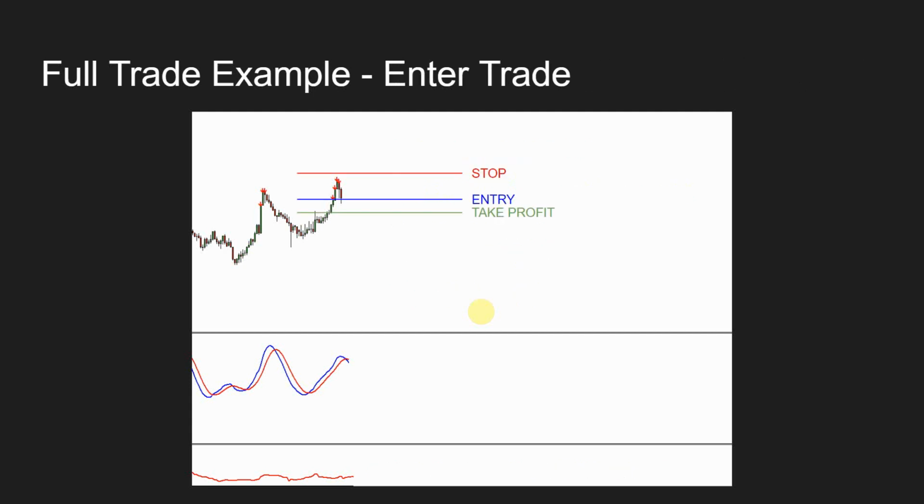So how does that look on the chart once you've entered? You enter on the close of that candle, or as close to the close as possible once you've done all your calculations and input your lot size and all that kind of good stuff in there.